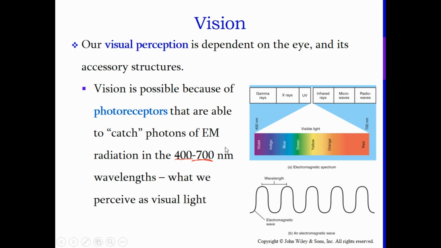Okay, so if it goes smaller than 400 nanometers, that gets us into the ultraviolet spectrum. If the wavelengths go larger than 700 nanometers, then that gets us into infrared. Okay, so this all is in the electromagnetic spectrum. The only wavelengths we can see are these 300 nanometers worth right there. Okay.